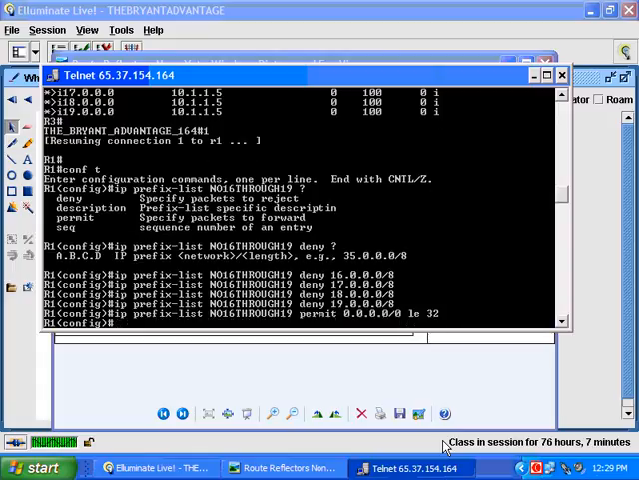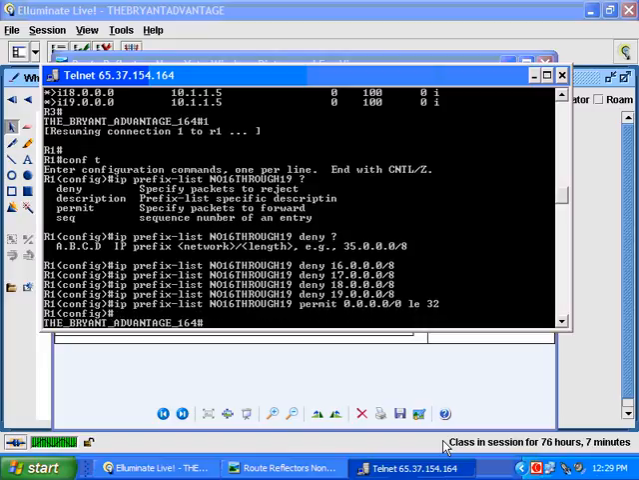LE less than or equal to 32. So by typing that line in, that means the implicit deny will never be read. These 4 networks will be denied, and everything else will be permitted. So now I need to apply it.